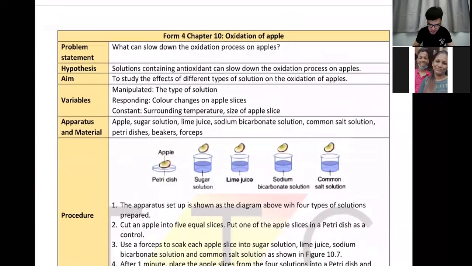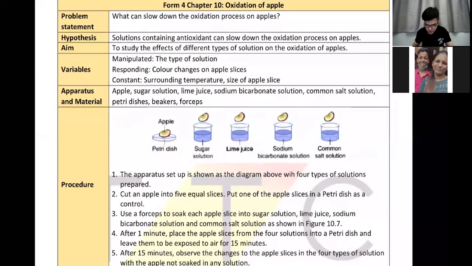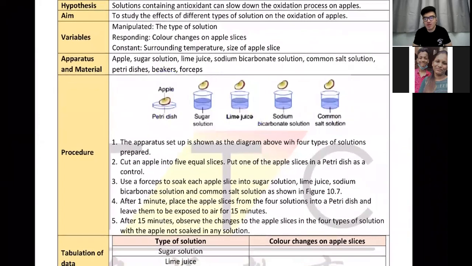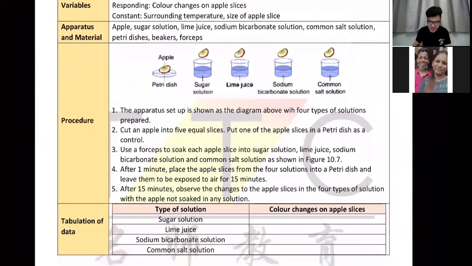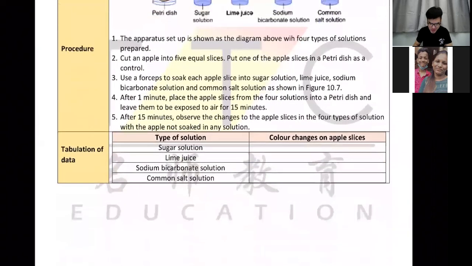All right, oxidation, same thing. One I put antioxidant. If you still remember, salt and lime juice are antioxidants. They will stop the oxidation of the apple. And this one, I don't put anything. So you study the oxidation of the apple. One I put in lime, one I do nothing. So you observe the yellowing or the browning of the apple. Okay, boring. Nothing much to say.